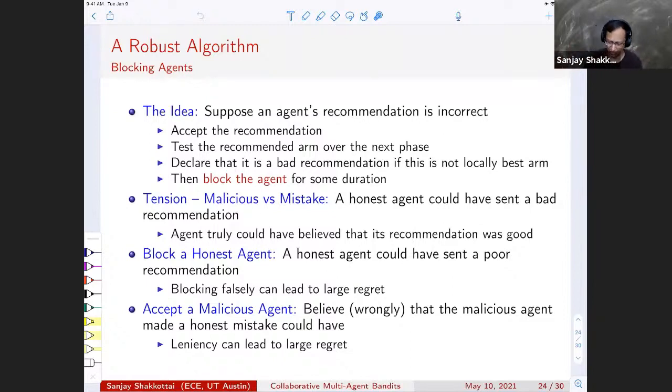That's the one side of it. But the other side, it could be that somebody is malicious, and we know that if you let this kind of behavior pass, you're going to get poor regret at the end. So blocking can falsely lead to large regret, but also leniency can lead to large regret. How do you balance these two issues?